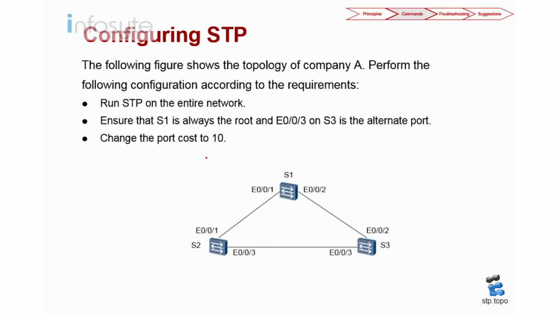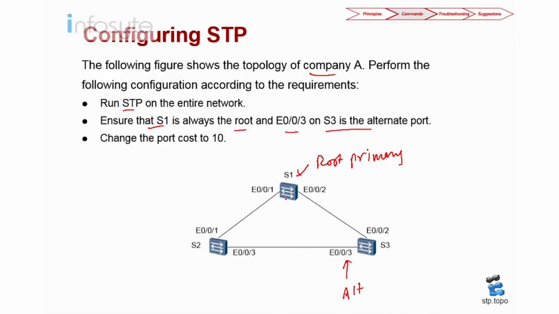Right. The first exercise that we are going to look into is a very simple exercise. We have 3 switches, which is on company A. What we need to do is to run STP, and by default the Huawei switch we have is MSTP. Then the second thing we have to do is to ensure that S1 is always the root. If you are going to make this a root, then you can just configure it as root primary. And S3 is the alternate path. So S3, this part, we are going to make it the alternate path.